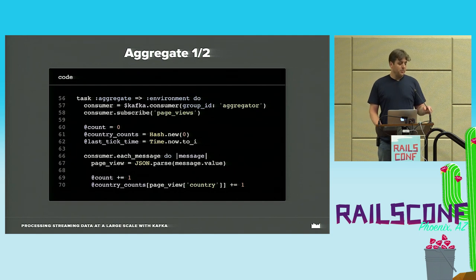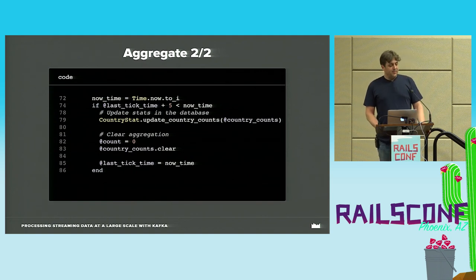So we always start with a count of 0. Then it loops through all these messages. It JSON parses it again, because in Kafka it will be serialized, so we actually have to turn it back into a Ruby object. Then we increment the count. We increment that country counts buffer we just introduced. So we're getting a country, we're using that to do the hash lookup, and then we increment that by 1. So any time we have a visitor from a certain country, this hash will be incremented.